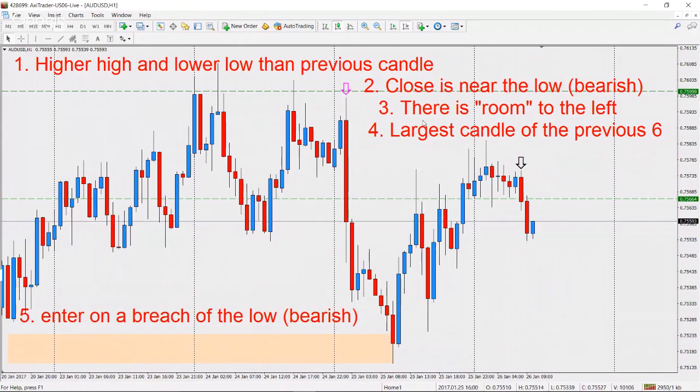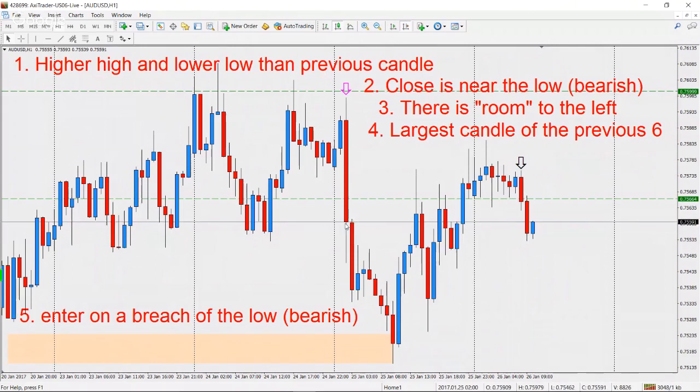So if we compare this candle right here, which is the one with the black arrow, to this candle right here with the pink arrow, you'll see that the candle with the pink arrow is the largest candle, has the widest range of the last 6 candles by far. It's not even close. In fact, I think it's the largest candle on this chart. Yes, it is. So there really aren't any candles to the left of this that we can see anyway that are bigger. So that's a really good sign.